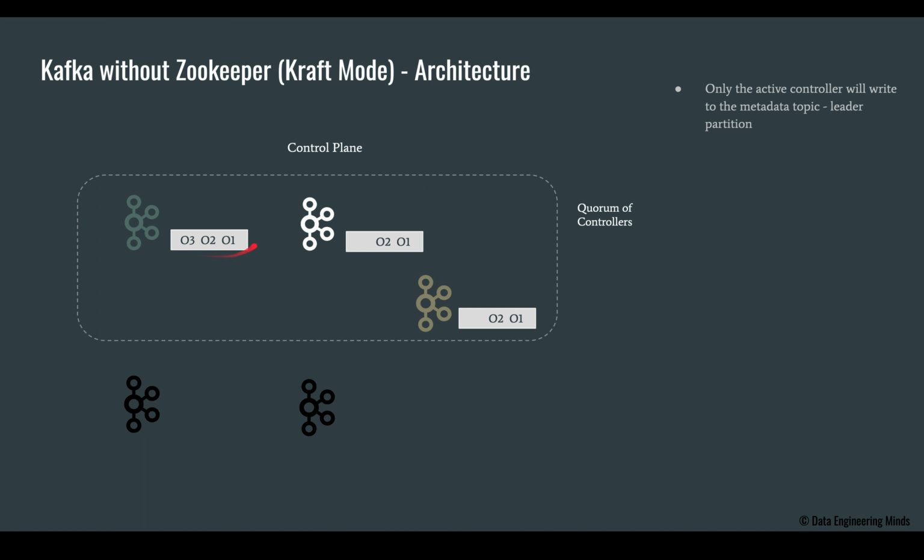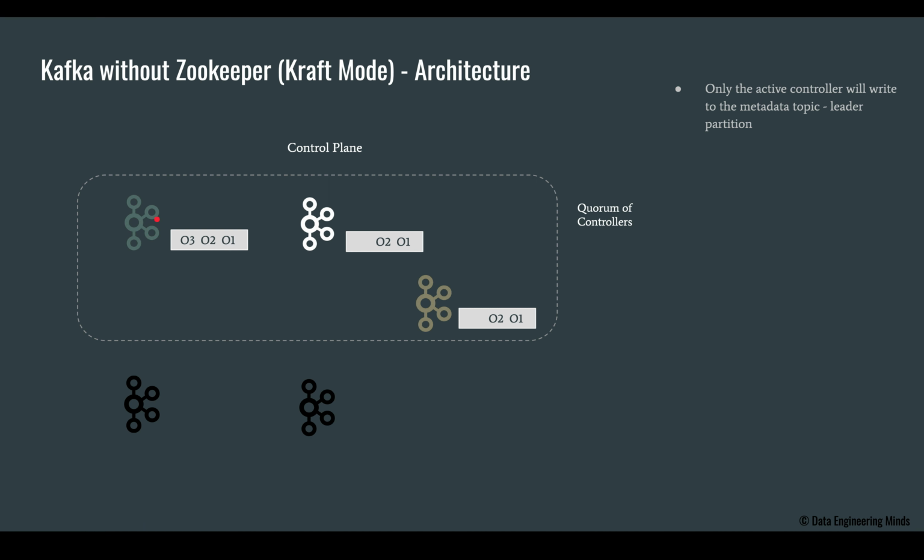That is, the replica that is being managed by the active controller is called the leader replica for this metadata partition. All the remaining replicas that are being managed by the standby controllers are called follower replicas for this metadata partition. This is similar to the partition replica concept that we discussed earlier for any Kafka application topic.